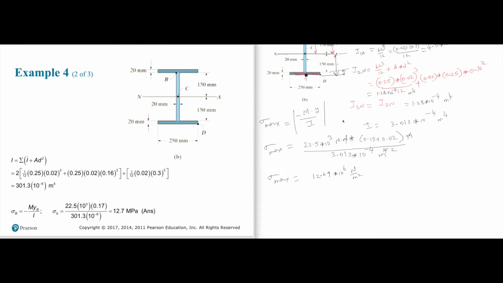That's what I got when I solved this number, which we can write as 12.69 mega, and this is pascal. So megapascal is sigma max. That's the exact answer we need to get here. You got it there.